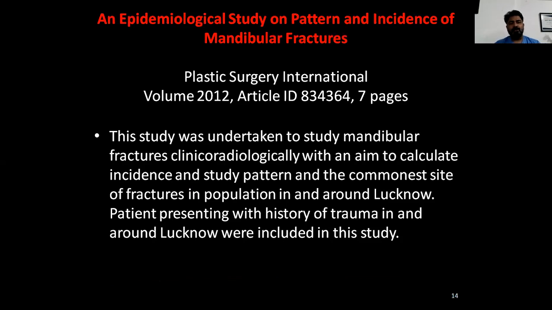So epidemiology: a study on the pattern of incidence of mandibular fractures. This study was undertaken to study mandibular fractures clinico-radiographically and aimed to calculate the incidence and study the pattern and commonest site of fracture for the population around Lucknow, a region in India. Patients presenting with a history of trauma in and around the city of Lucknow were recorded in this study.